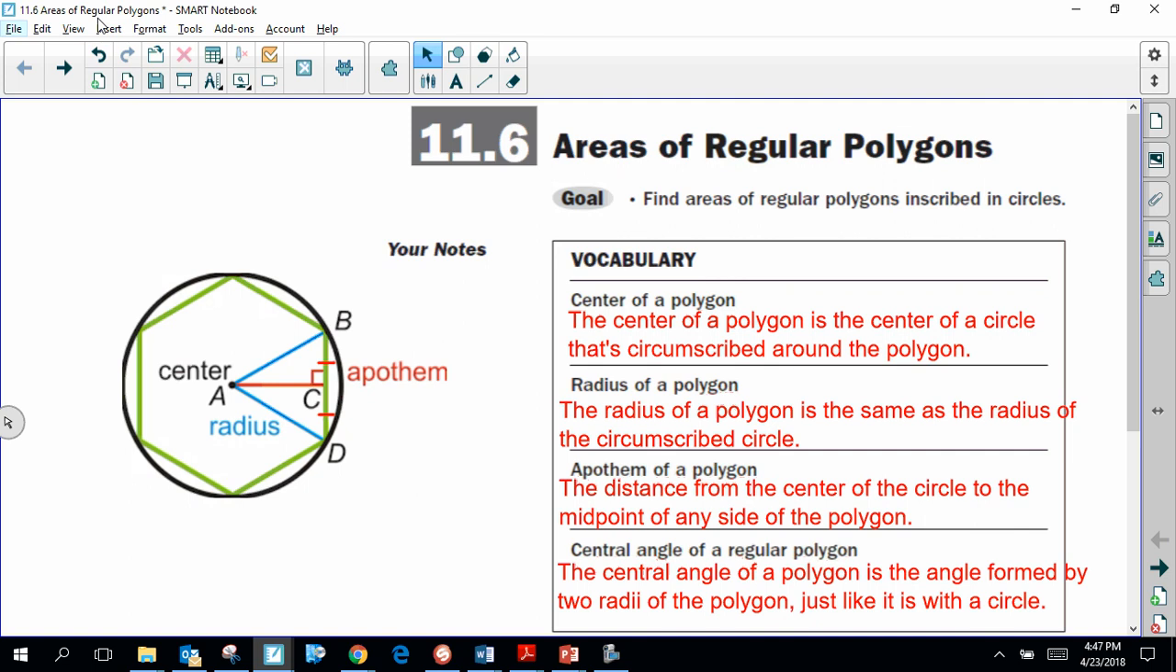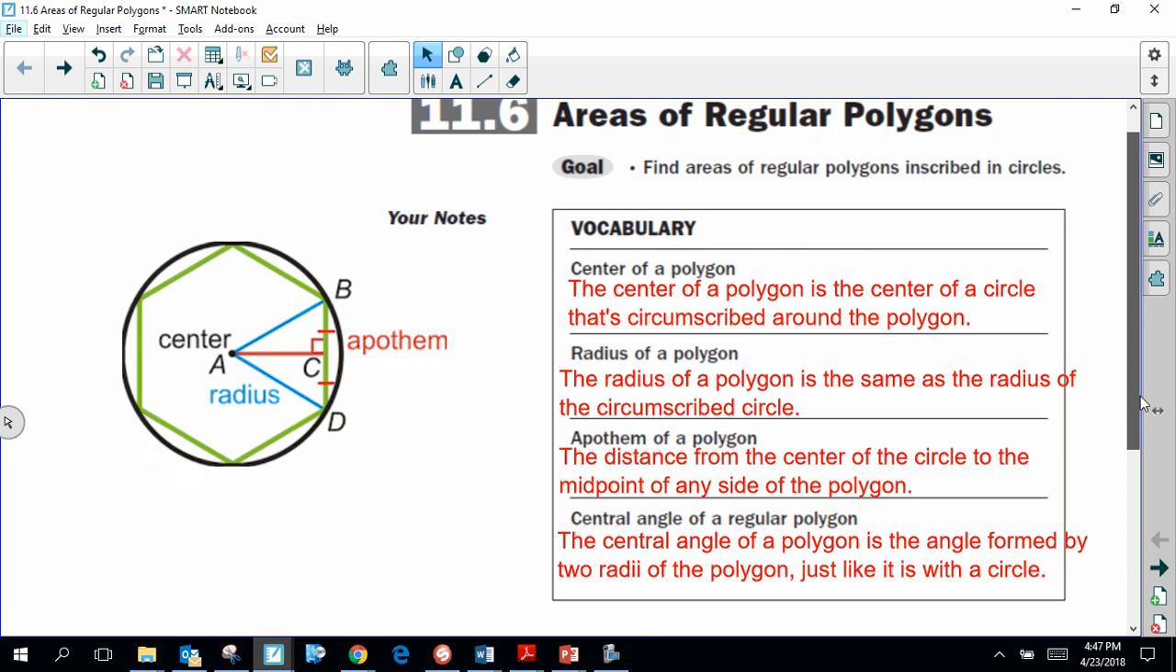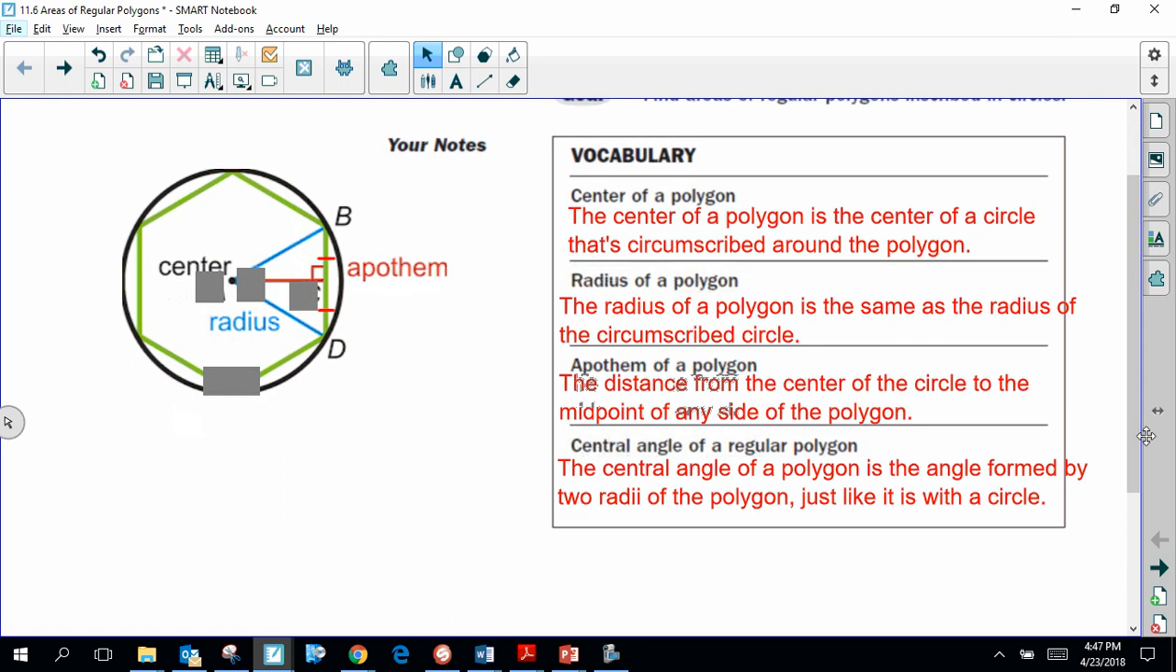The apothem of the polygon is a segment that goes from the center of the circle to one of the sides at a right angle. So it's like the altitude of an isosceles triangle. It will bisect the central angle, and it will also bisect the side that it intersects. So for instance, in the diagram on the left, segment AC is an apothem. It will bisect angle BAD, and it will also bisect arc BD.